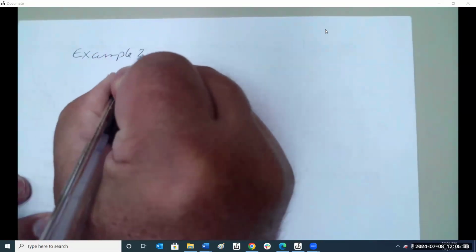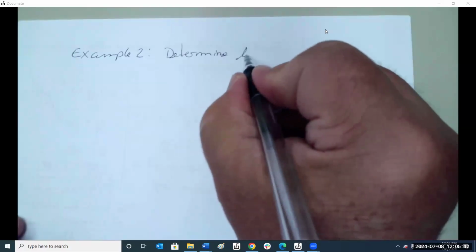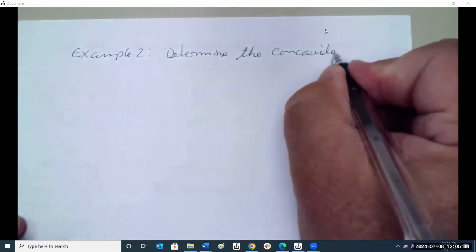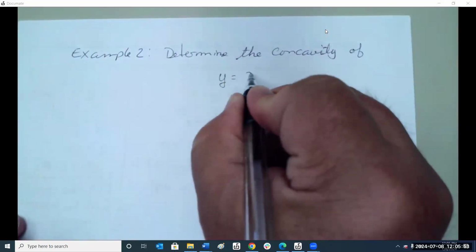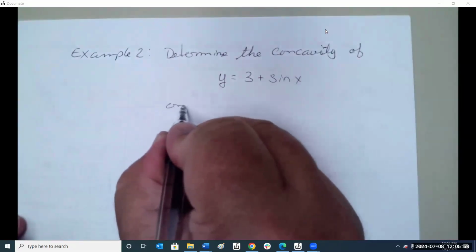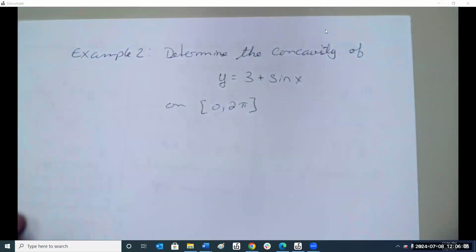All right. Let's look at example 2. Now let's get some real looking equations. Example 2. Determine the concavity of y equals 3 plus sine x on the domain 0 to 2 pi.